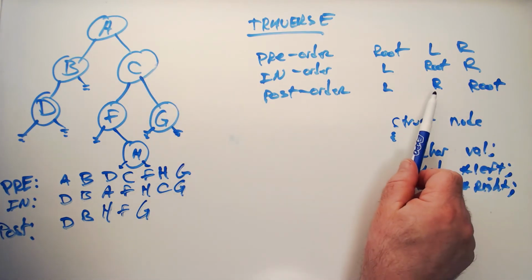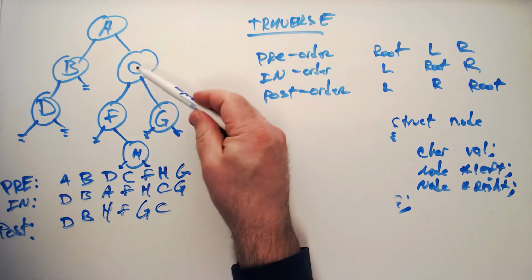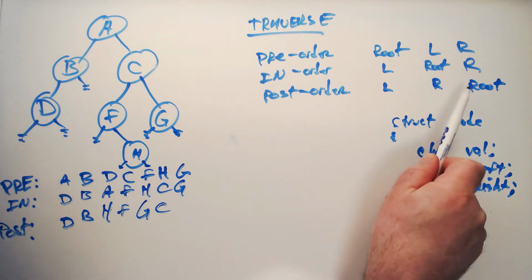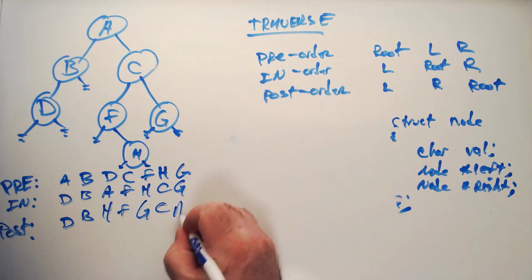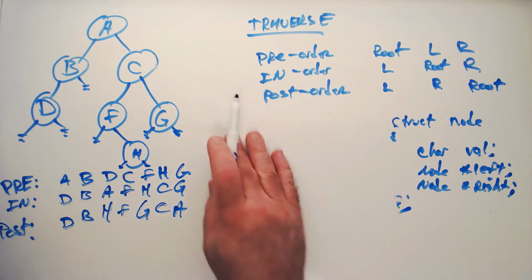C just finished his right child, moves on to visit himself. C is now done, returns to A. A just finished his right child, moves on to the next step, visits himself, and he prints out his key, and again, we're done. So the last one there is the order in which the nodes would be visited in a post-order traversal.